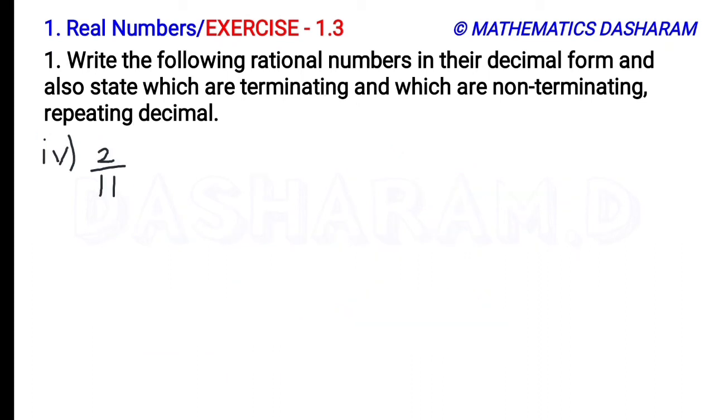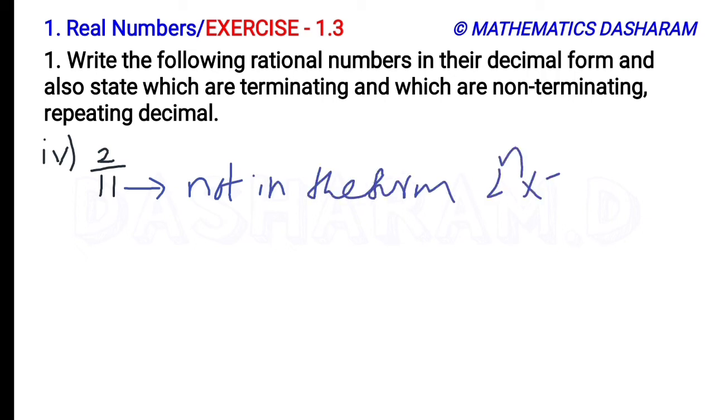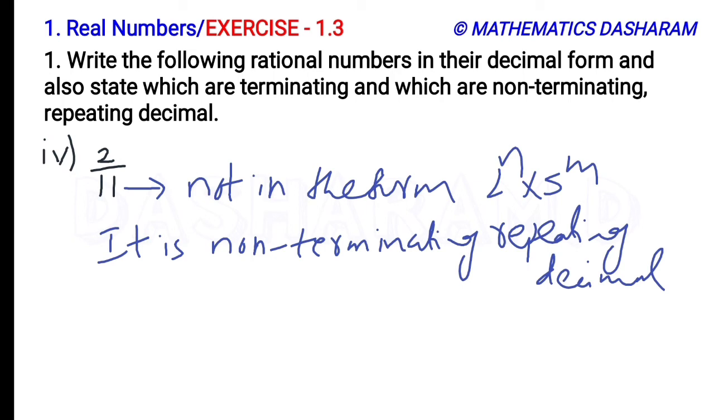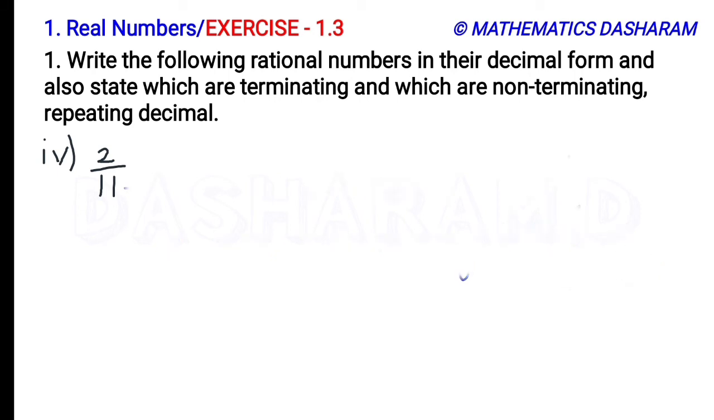Fourth question, 2 by 11. So here it is very clear the denominator is not in the form of 2 to the power of n into 5 to the power of m. So it is a non-terminating repeating decimal. So for this type of fraction, we need to use the normal division method to convert into decimal form.